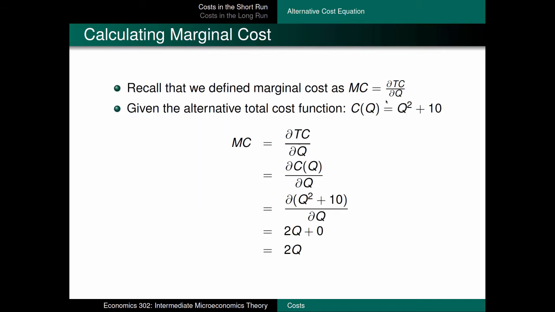Recall from the previous class that the calculus-based definition for marginal cost is the derivative of the total cost function with respect to Q. Since our total cost function is Q squared plus 10, then the derivative of Q squared with respect to Q is 2Q, and the derivative of 10 with respect to Q is 0. Therefore, marginal cost is 2Q plus 0, which is simply 2Q.